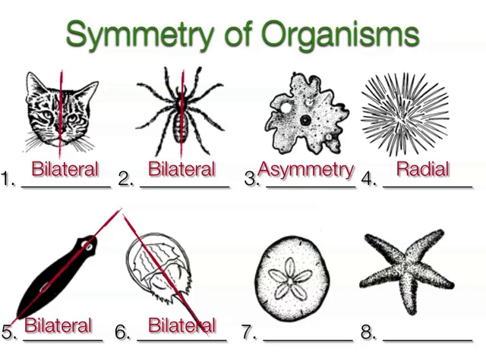What is this? Sand dollar. It's another invertebrate animal. What kind of symmetry? It has radial symmetry. No, it's not a plant, it's an animal. They move around. They're filter feeders.